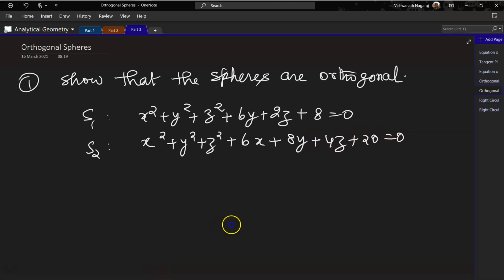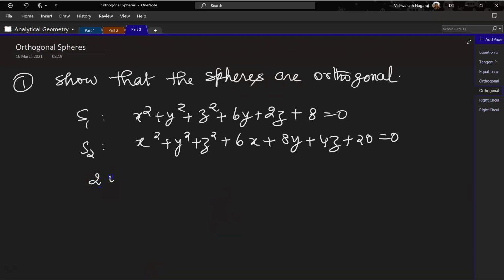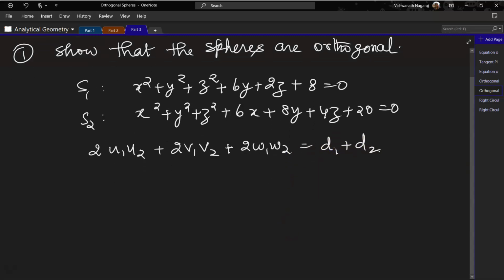Now, a pretty straightforward condition. The condition being 2 u1 u2 plus 2 v1 v2 plus 2 w1 w2 is equal to d1 plus d2. If the left hand side and right hand side are equal, then they are orthogonal. So here in S1, 2 u1 x is equal to, it's not there at all, so 0. Which means u1 equal to 0.